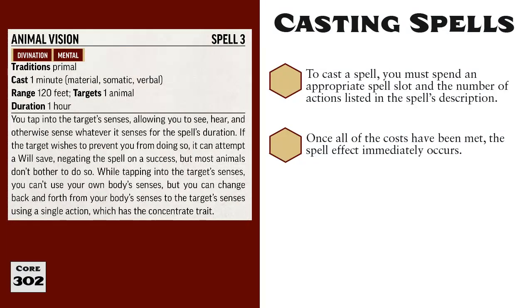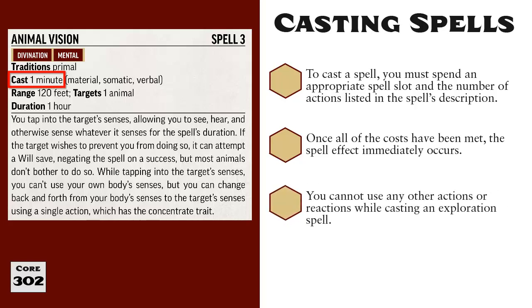Some spells are not intended for use in encounter mode, and instead have their casting times listed in terms of minutes or hours. You cannot use any other actions or reactions while casting these spells, but the GM might allow you to speak while casting them. And although not displayed in the spell's description, all spells that have casting times listed as minutes or hours automatically receive the exploration trait. And since they have the exploration trait, they cannot be cast at all in encounter mode.